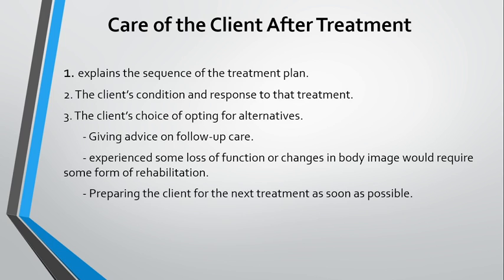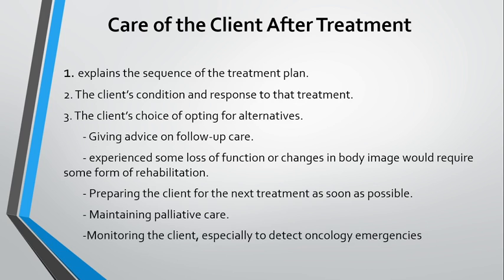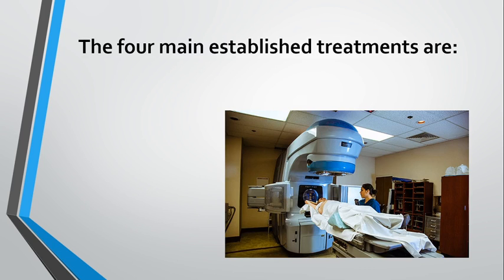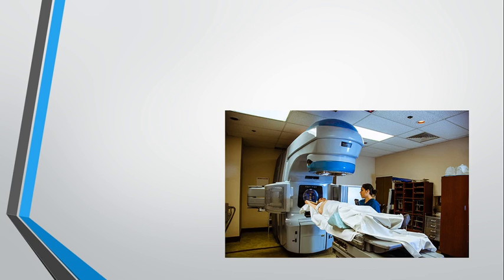And you have to prepare the patient for the next treatment as soon as possible. Sometimes you may have to maintain palliative care, and at the same time you will have to monitor the patients closely for oncological emergencies which may be life-threatening. Right. So that was a general guideline on how a nurse should act when dealing with patients undergoing oncological treatment.